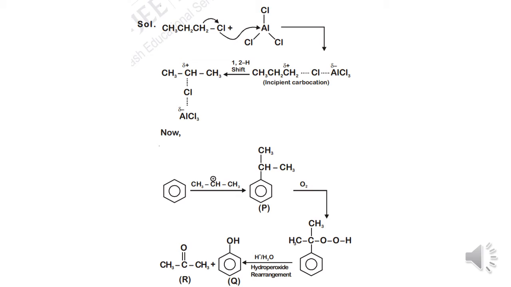Now its solution: CH3, CH2, CH2 and Cl. Cl will get disconnected from here and will attach here, which will give this compound. Here will be slightly positive charge on this carbon and slightly negative charge here.